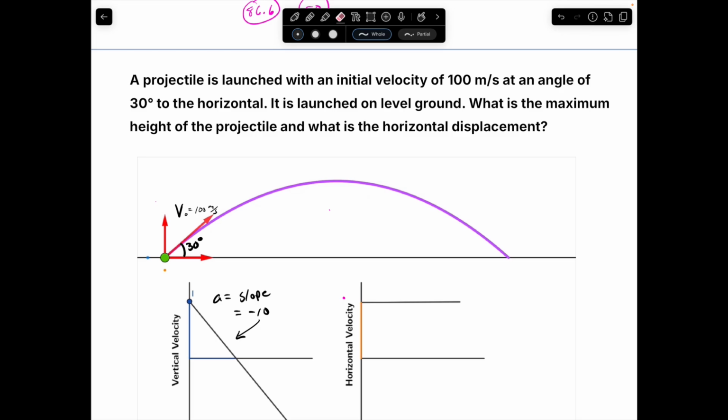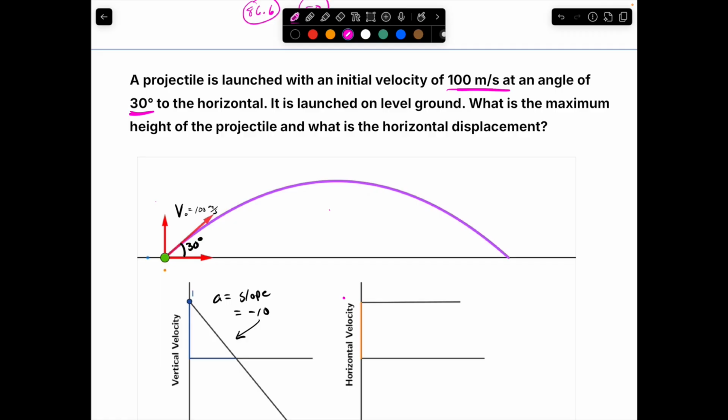Okay, now we're finally ready to start actually solving the problem that we intended on in the first place. So here it goes. A projectile is launched with an initial velocity of 100 meters per second. So I know that. And it's 30 degrees to the horizontal. So there we are. Okay. Now you just watched the animation, and this is right at the beginning of the cycle.